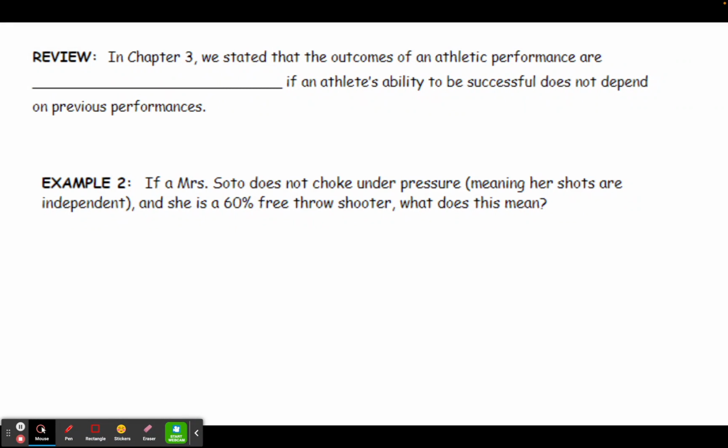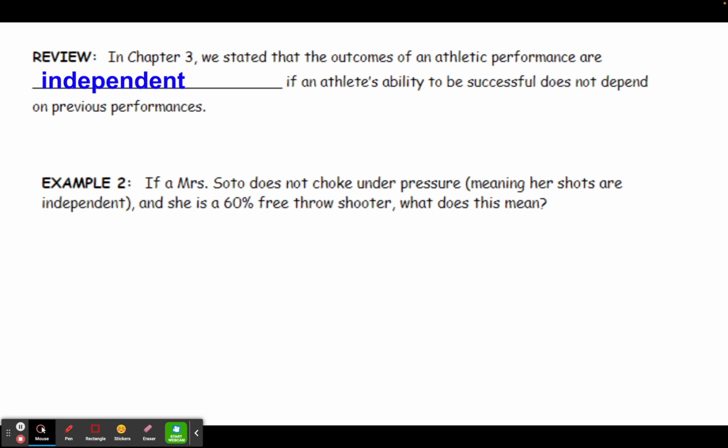Now in chapter 3, which is where we looked at streaks, we said that the outcome of an athletic performance is independent if an athlete's ability to be successful does not depend on previous performances. So the idea of what it means to be independent is still the same. We just can check it in a little bit different way with our two-way table. So let's suppose now that I don't choke under pressure and my shots are independent. And overall, I'm a 60% free throw shooter, right? We figured out overall that I made 30 out of the 50 second shots, which is 60%.